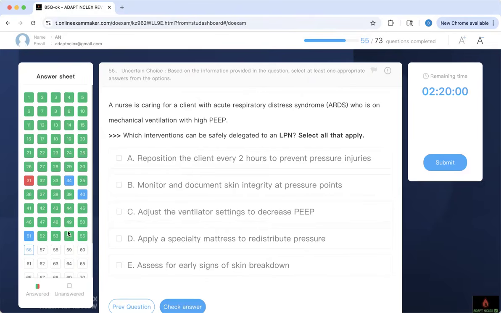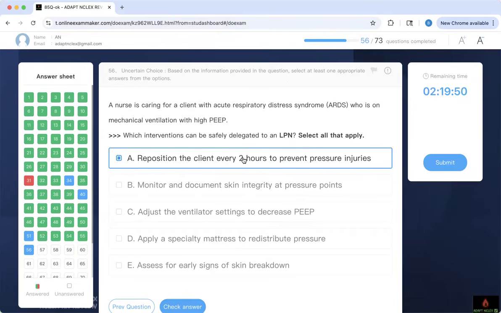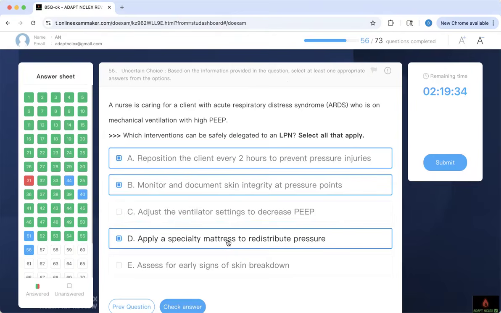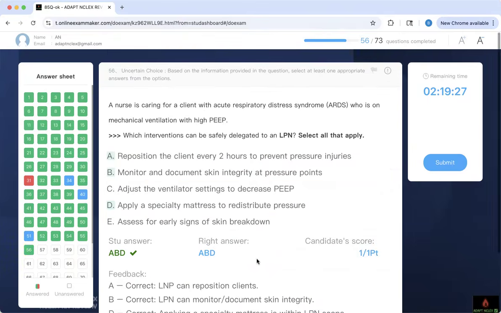What do you think? Reposition the client every 2 hours to prevent pressure injury. UAP can do that. Monitor and document skin integrity at the pressure point. LPN can do that. Adjust the ventilator setting to decrease PEEP. That has to be done by the RN. Apply a specialty mattress to redistribute pressure. UAP, LPN can do that. Assess for signs of skin breakdown. That has to be done by the RN.